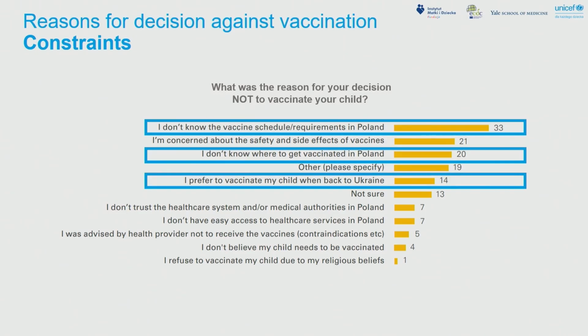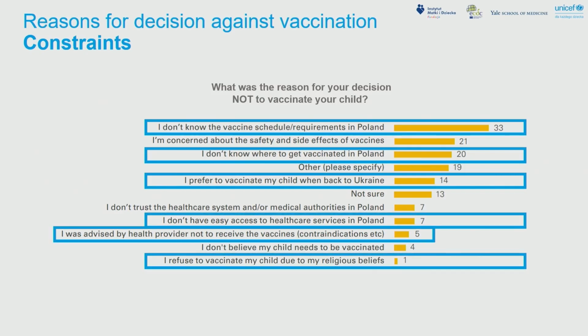The next one, and this, I think, is an important one. 14% of mothers said that they prefer actually to vaccinate their children back in Ukraine. So imagine how much they prefer to go to the place that is familiar for them. They prefer to go to the space where there is ongoing conflict, but it's easier for them because they actually know the system and they can actually trust that they can have the children vaccinated.